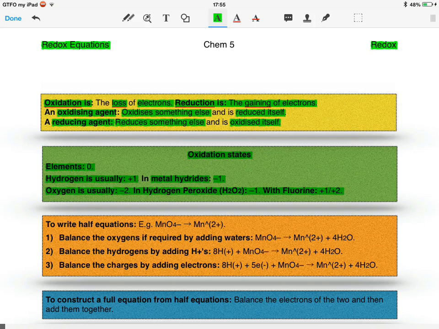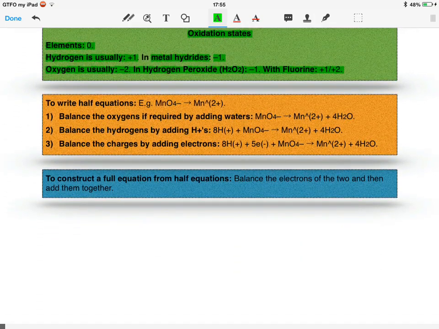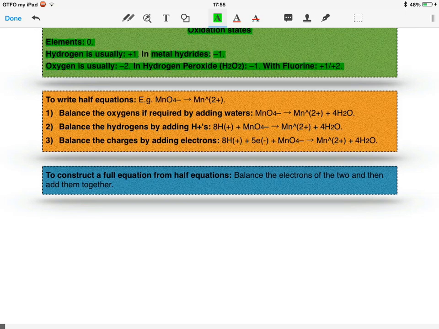With fluorine, it goes completely against its kind of code, and it becomes +1 or +2, depending on whether you've got one fluoride or two fluorides. And that's purely because of fluorine's really high electronegativity, just so you know.